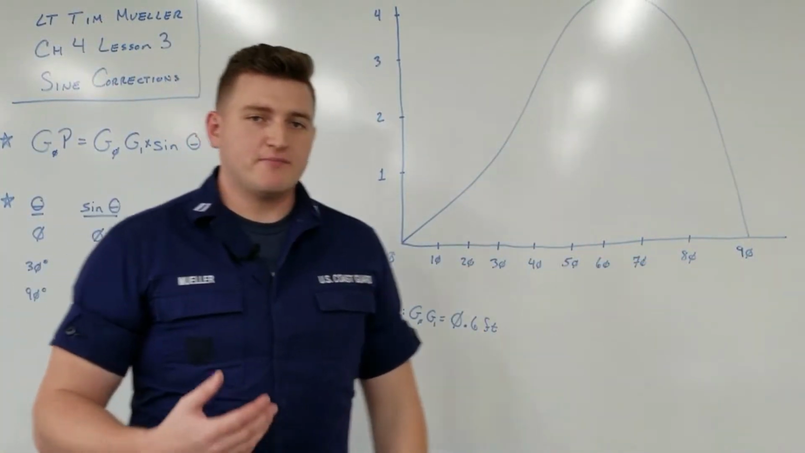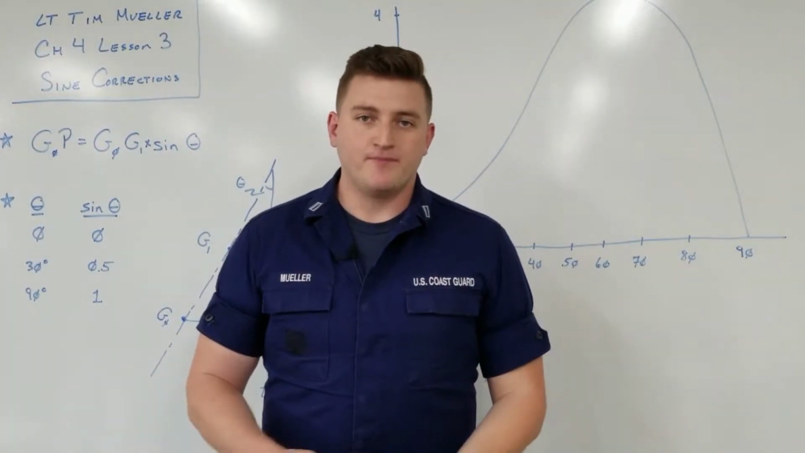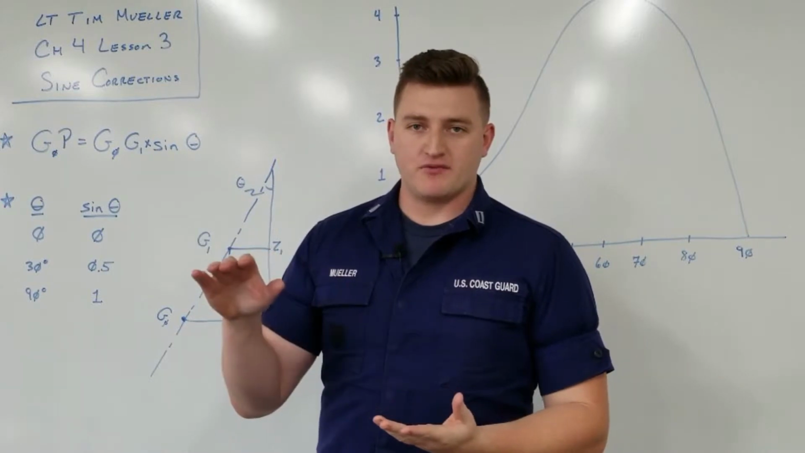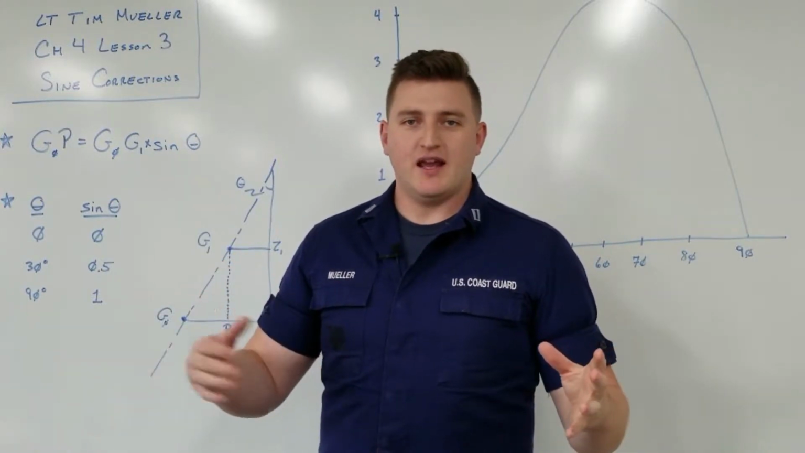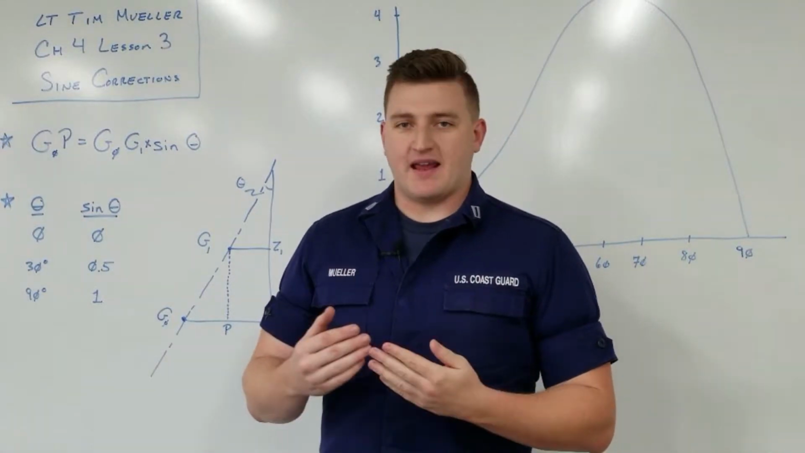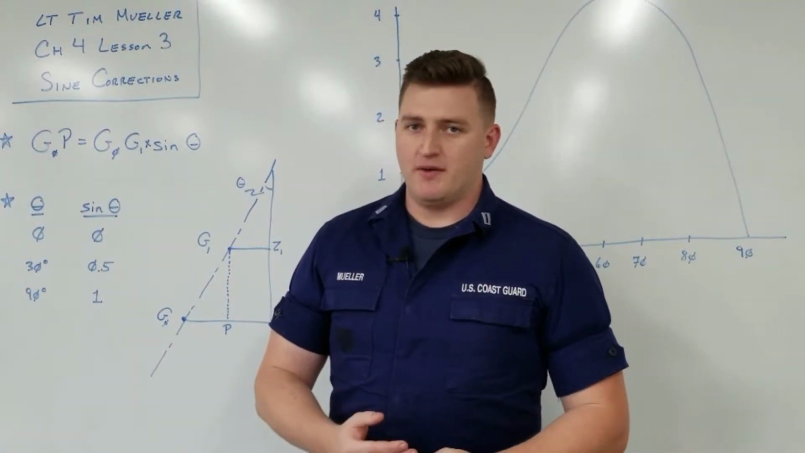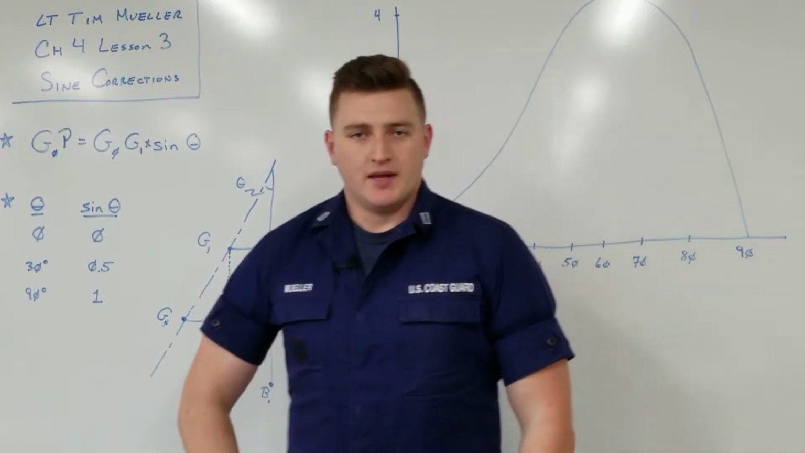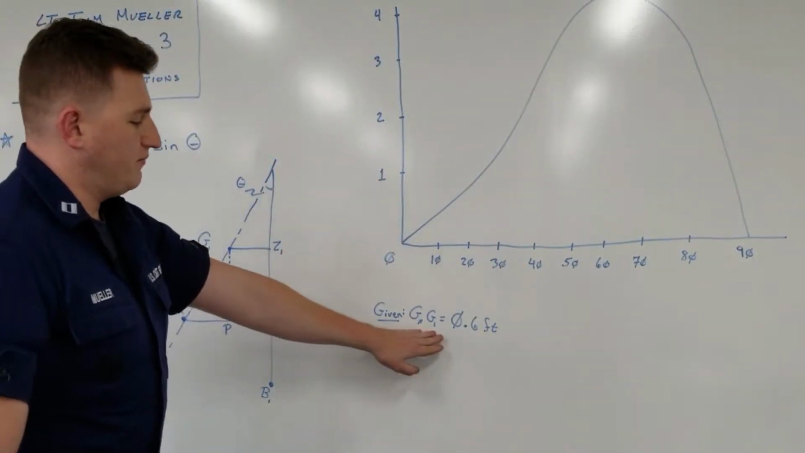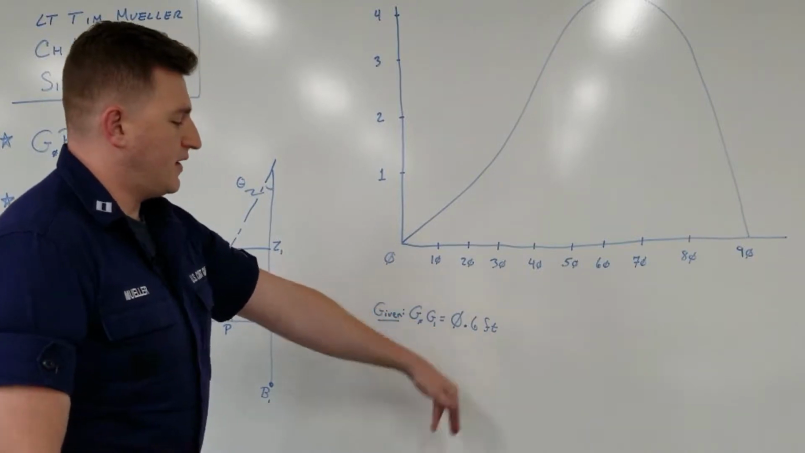Now let's apply a sine correction to this. We know that the amount that our righting arm is reduced is going to change throughout that angle, and it's going to behave just as sine behaves. So we're going to expect a minimum in the reduction at 0 and a maximum at 90. Now in this prompt, we're given that GoG1 equals 0.6 feet.